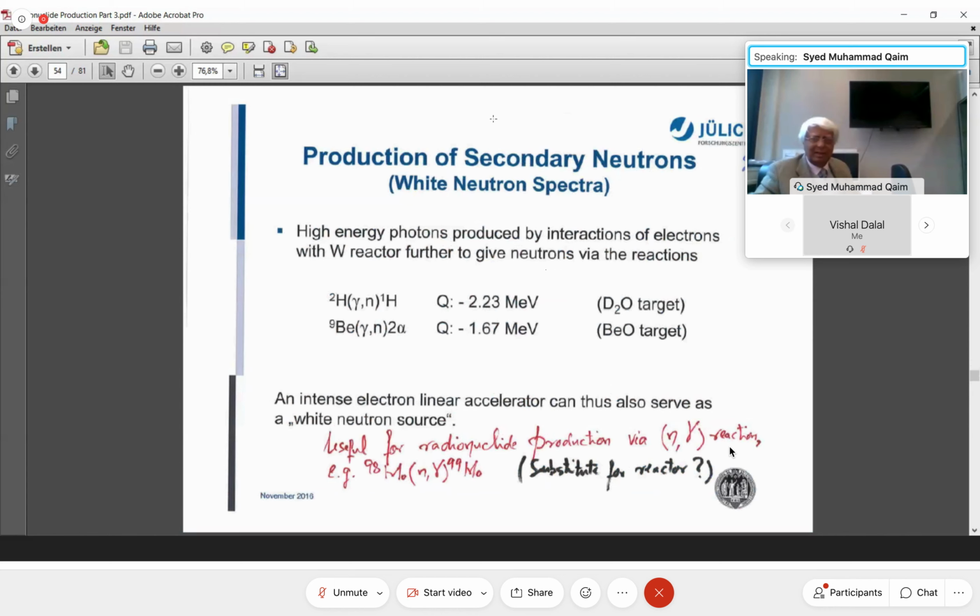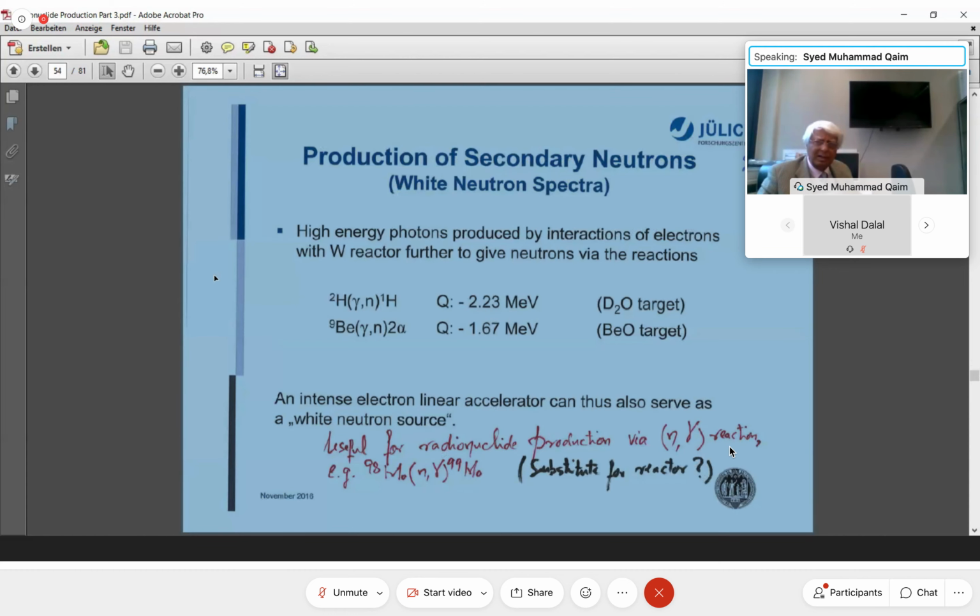So this is why LINACs are used very much in the production of secondary neutrons. An electron linear accelerator will serve as a very strong source of neutrons, just like a reactor. Some of them can give you as much as a reactor. The only thing is, the space is limited. You cannot irradiate big samples. Only small samples can be done. But still, for some of the work, scattering experiments, where very high fluxes are not needed, you can use it as a substitute for a reactor.